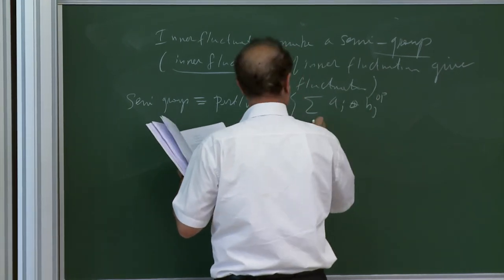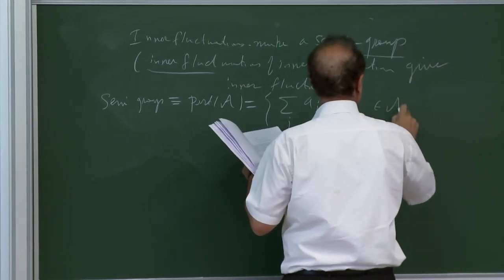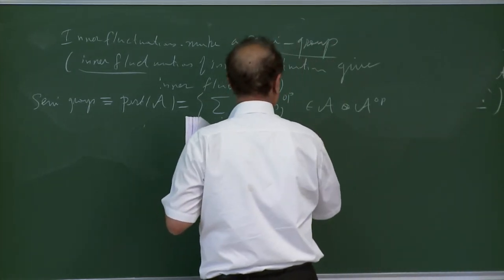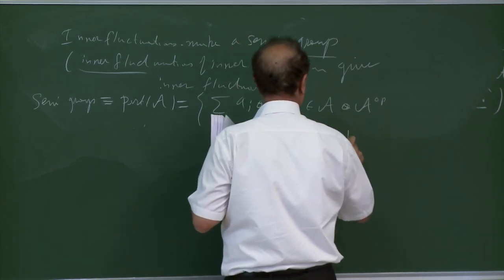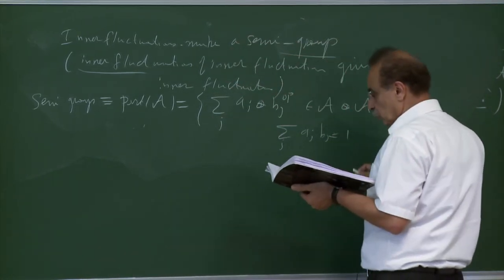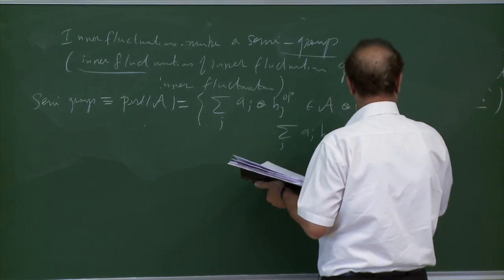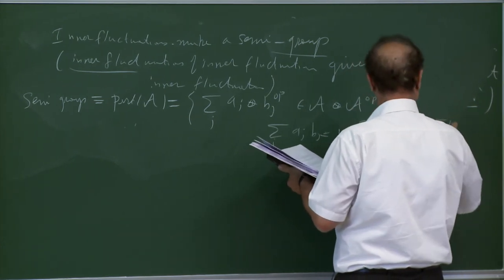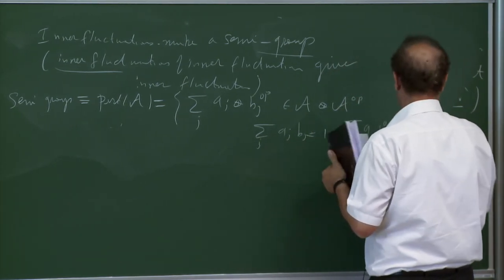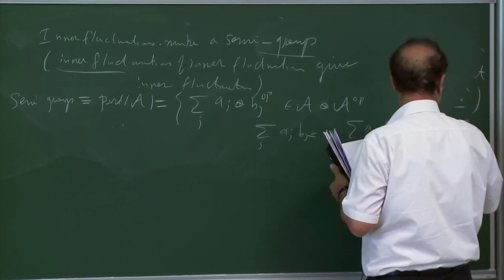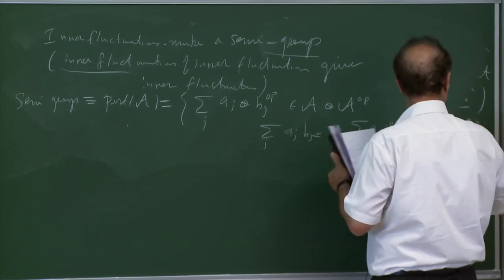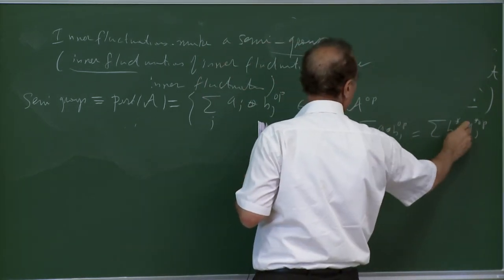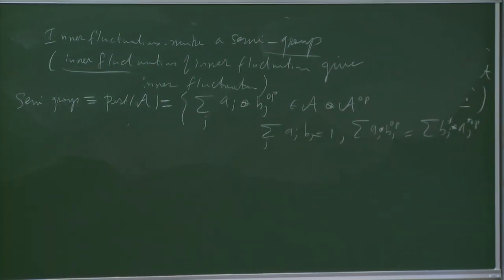So this is the property. Summation over j, which is an element of A tensor A opposite, and such that A_j B_j is 1. Actually, as I said, it's not really a strong condition because you can always make it such that the sum of A_j B_j opposite is equal to its own star, it's B_j star, A_j opposite star. I'm not writing tensor products. There are tensor products actually here. So that is the definition of the semigroup.